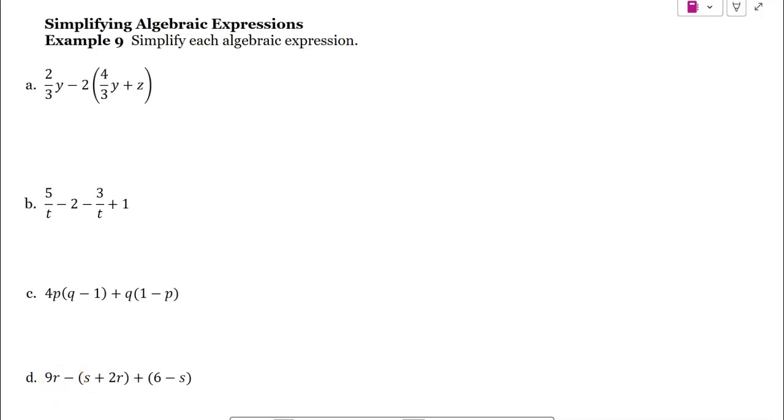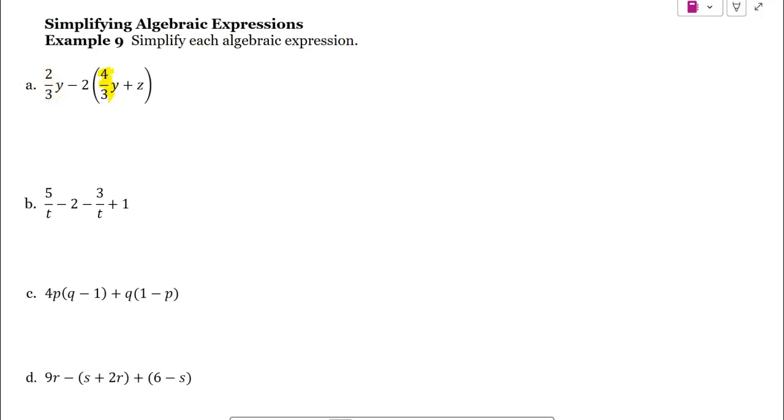Simplifying algebraic expressions. When we simplify a set of algebraic expressions, what we're trying to do is combine together any variables that are the same, and then also combine together any of the numbers. For example A, I can see that I've got y as a variable in two places, and then I've got z kind of on its own.